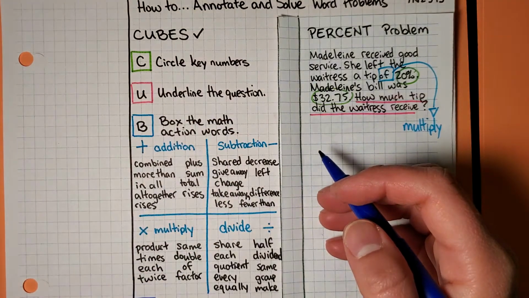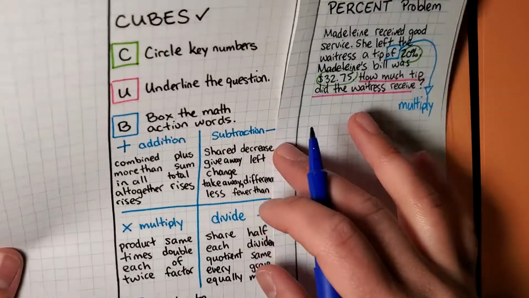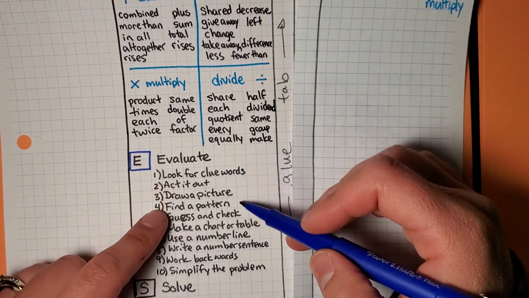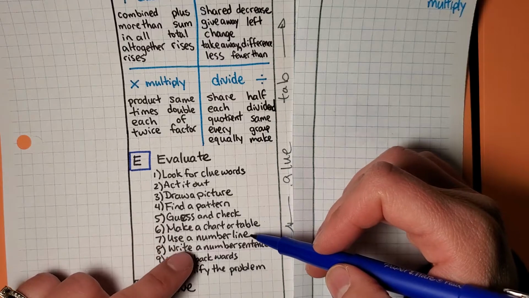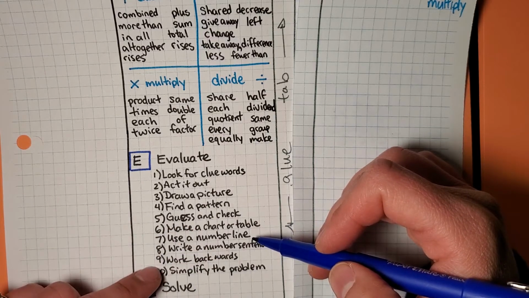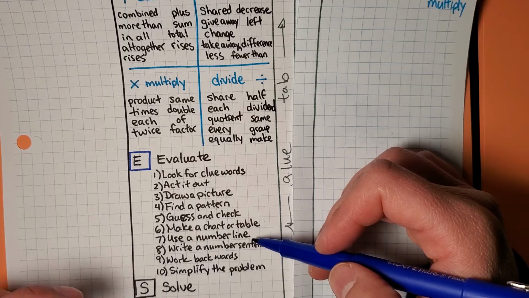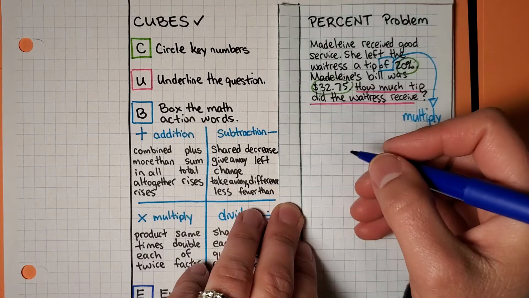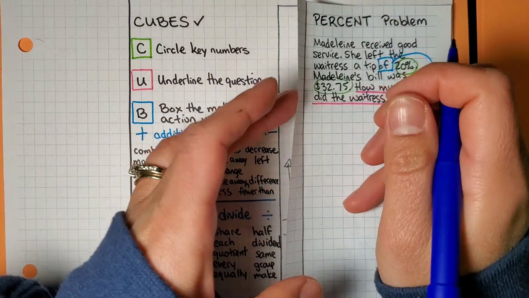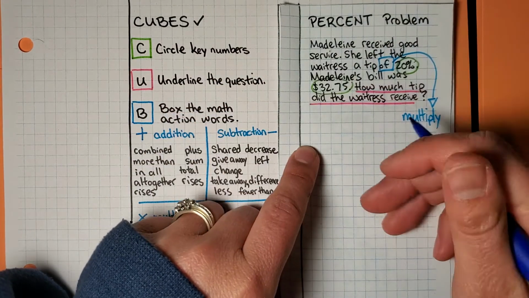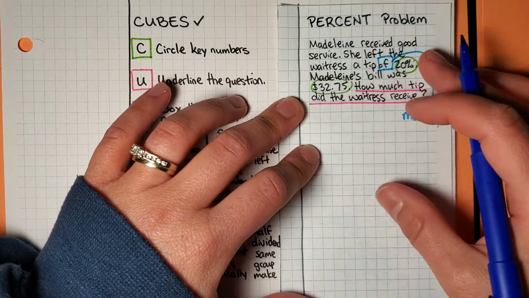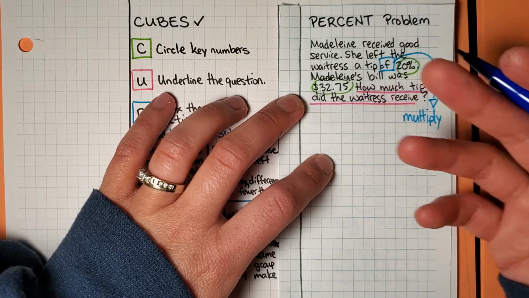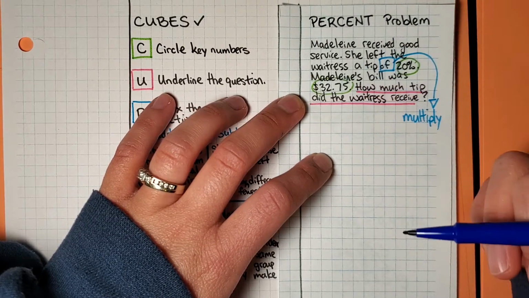Next in CUBES is E, evaluate. For this one, I could make a number line, and your previous percent notes dealt with number lines. I'm actually going to draw a picture. So grade 7s, when it comes to the evaluate, when you're trying to think of what you can do, there are lots of different options. So whatever you think would be best to try and solve this problem, you do that.